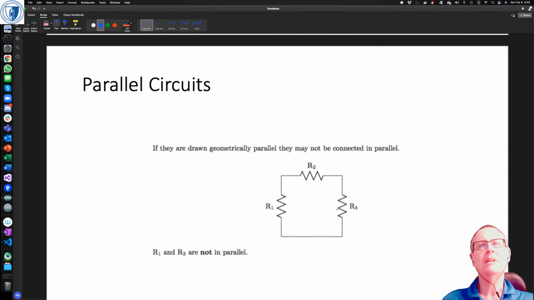So for example, here we have R1, R2 and R3. And again, I'll draw the nodes. Here's a node. Here's a node that's different from the other node. And here's a node.